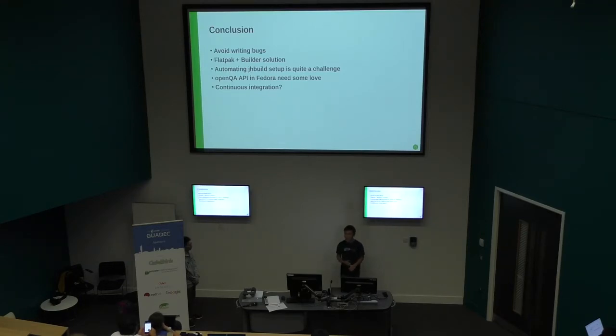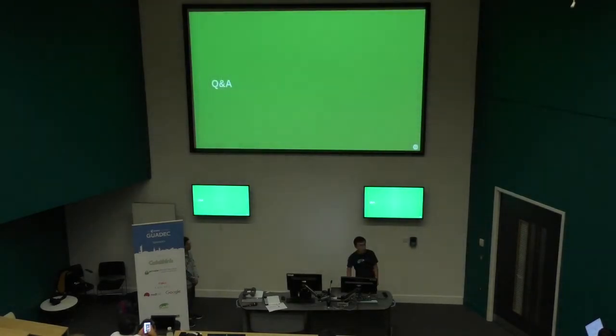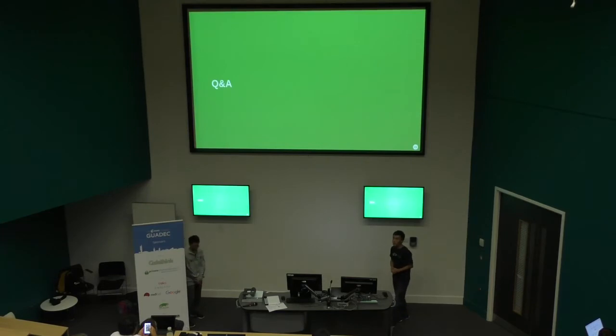But unfortunately, the last successful build for GNOME continuous project dates back to the 3rd of March, which is 4 or 5 months ago. So we have also forgotten about that. If you want to know more about openQA, there are some links you can find more information about it. So I think that's pretty much our talk. Any questions?